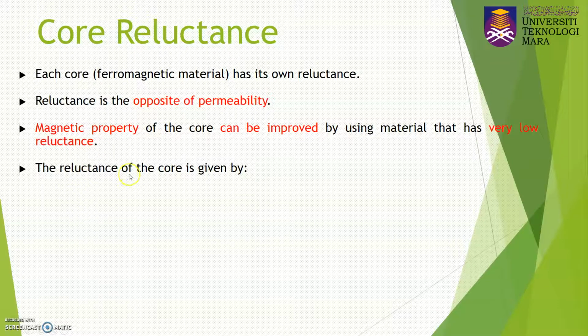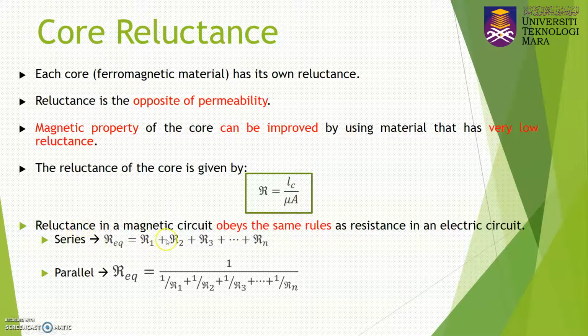The reluctance of the core is given by this equation. The reluctance is equal to LC, the mean length of the core, divided by mu C multiplied with A, where mu C is the permeability of the core and A is the cross-sectional area of the core. The reluctance in a magnetic circuit obeys the same rule as the resistance in an electrical circuit.